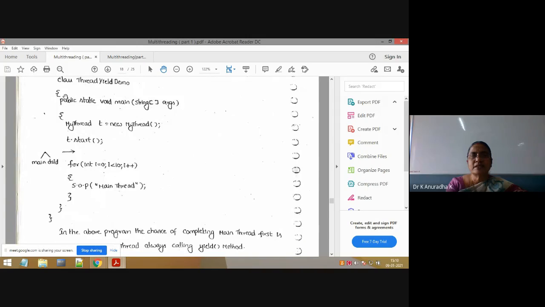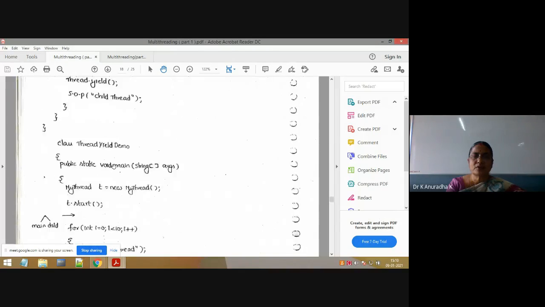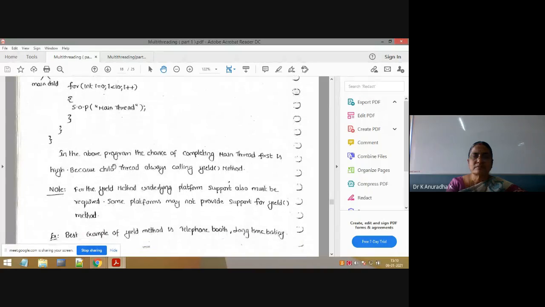After that, create the main thread by taking one more class, class ThreadYieldDemo, public static void main. This part is also the same as the first program, and this is also the same. Only inside the for loop of the first program I have added this statement. Now I will explain the flow and what the output of this program is.